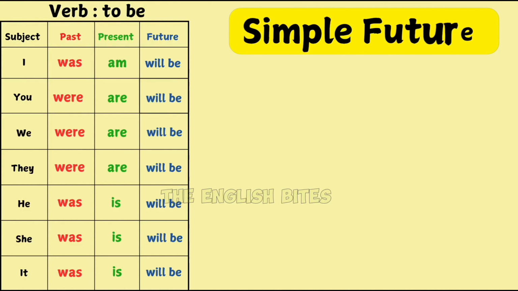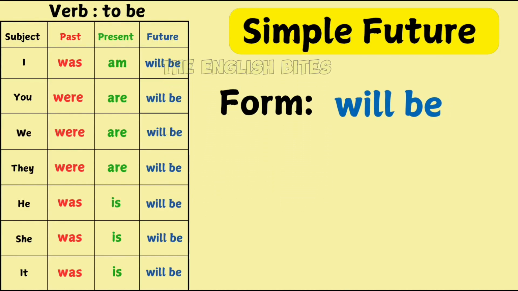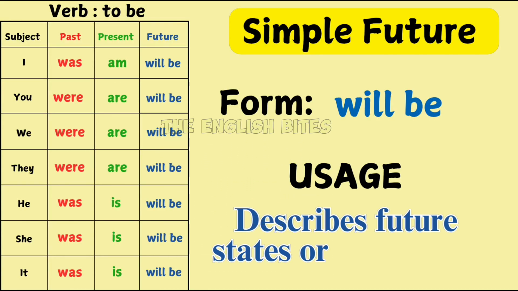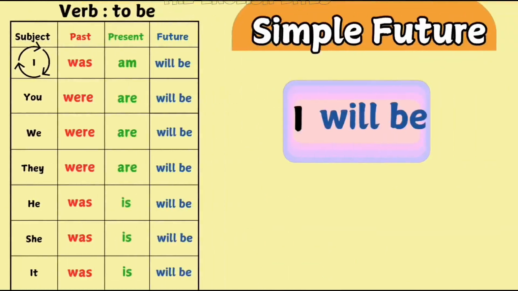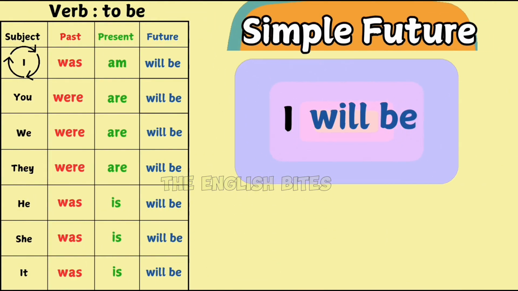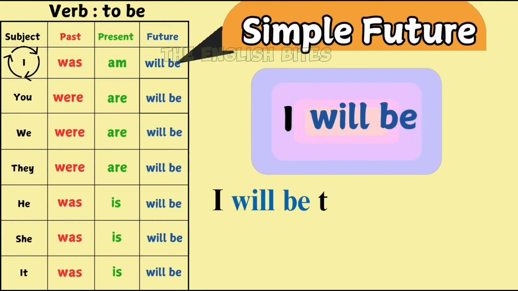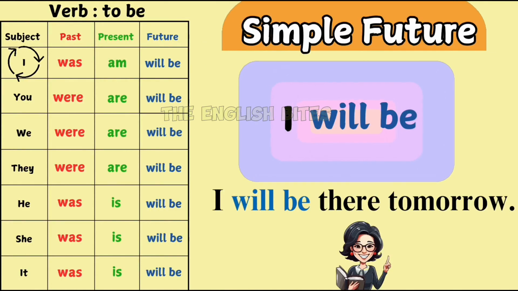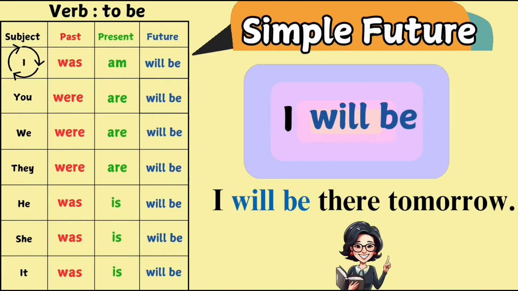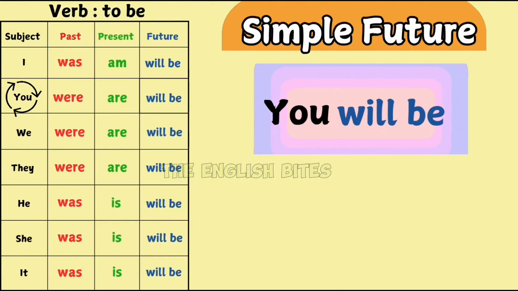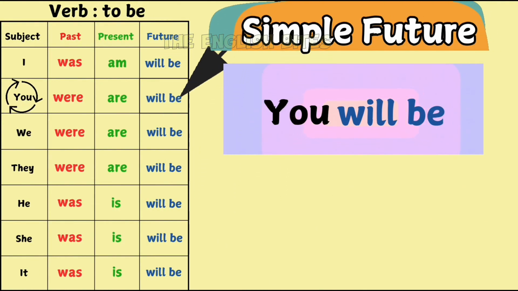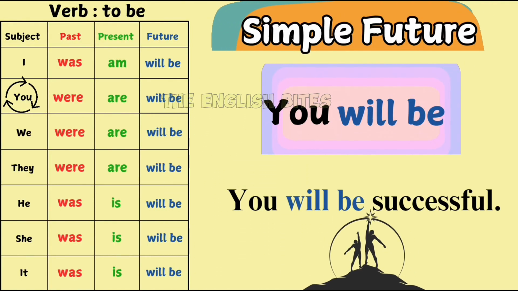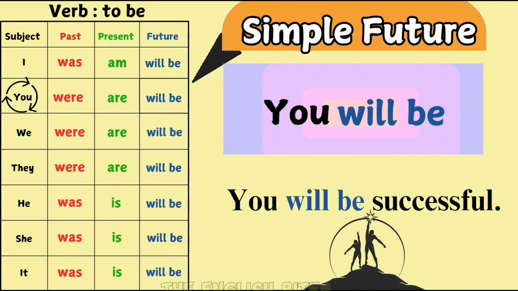Simple future. Form: will be. Simple future describes future states or intentions. Simple future, I will be. I will be there tomorrow. Simple future, you will be. You will be successful.